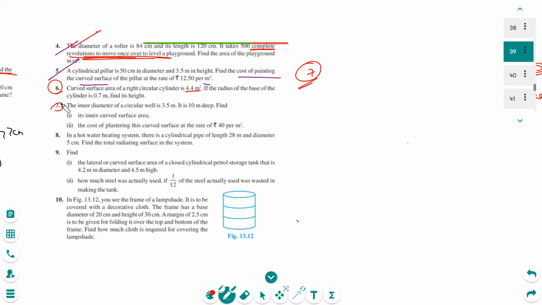You people try question number 7. Try the first part. I will check your answers.